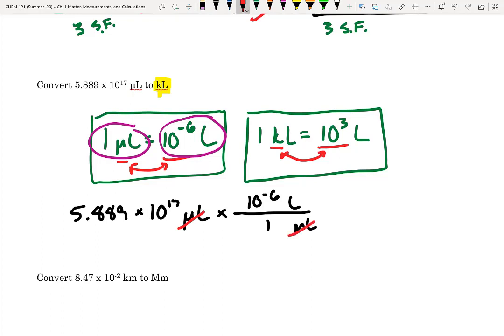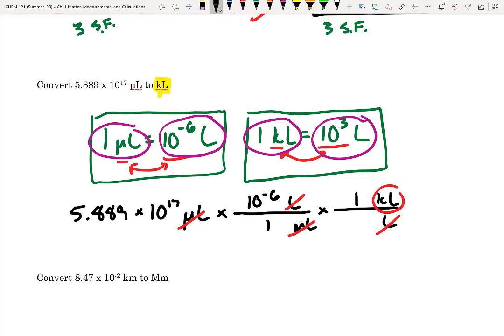But like I said, we don't want to solve for microliters, or liters, excuse me. We want to solve for kiloliters. So I would want to get rid of the liters by putting that on bottom, and then put kiloliters on top. That way, when things cancel, I cancel out those liters and I'm left with my kiloliter unit. And just like before, one this time goes with the kiloliter unit, so I'd put one on top with the kiloliter unit. And then I put 10 to the third down on the bottom with the liter unit. Make sense so far? Everything's canceling out and we've been left with the unit that we want.